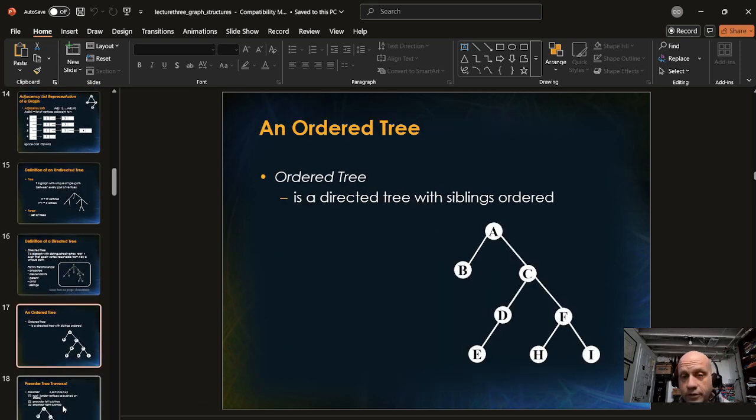So an ordered tree is a directed tree with siblings ordered.